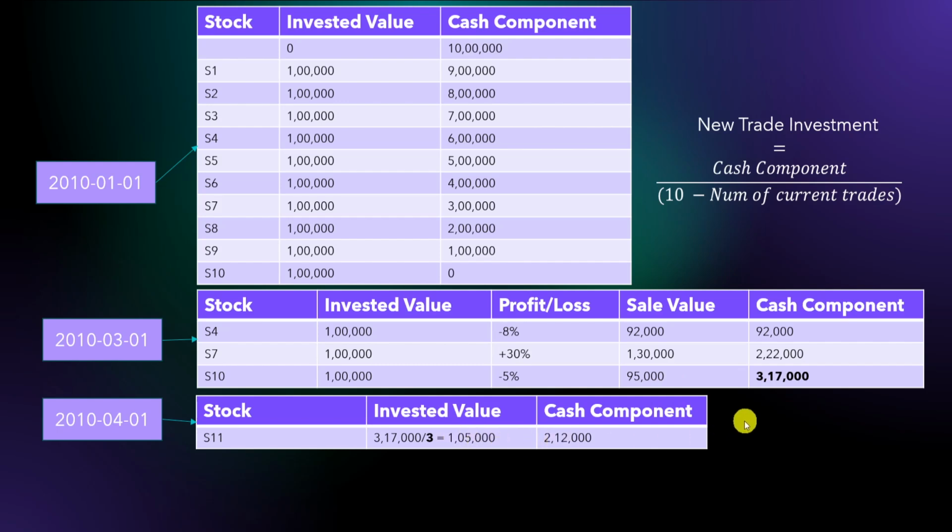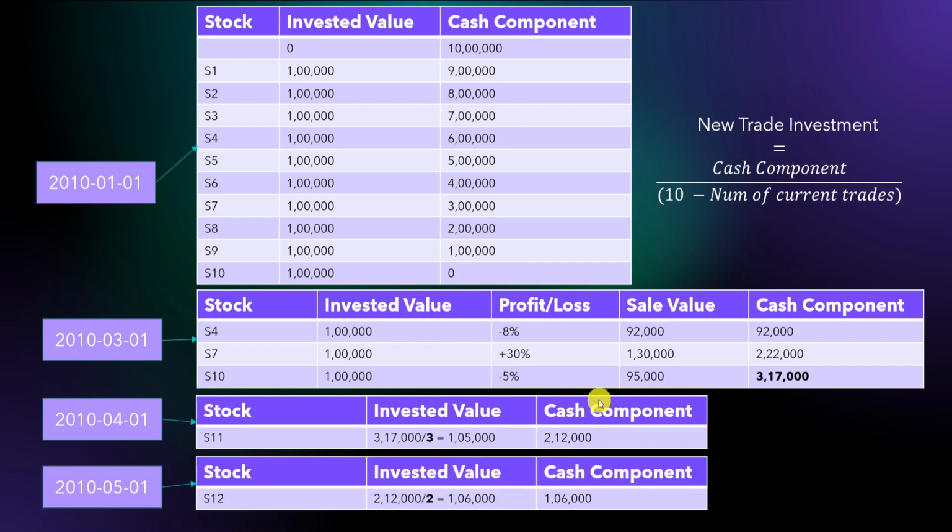So 1,05,000 we are going to invest in stock S11, and our cash component will become 3,17,000 minus 1,05,000, which is 2,12,000. And further, on May 1st, assume we are going to buy another stock S12. This time again we apply the same formula: the cash component, 2,12,000, divided by 10 minus the number of current trades. Now we have 8 trades, right? So 2,12,000 divided by 10 minus 8, which is 2,12,000 divided by 2, that is 1,06,000. So we are going to invest 1,06,000 into stock S12, and we are left with 1,06,000 cash.